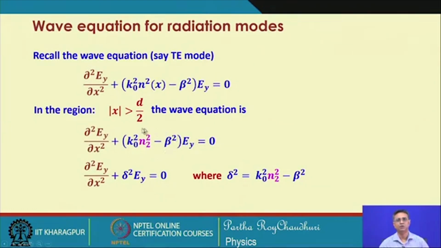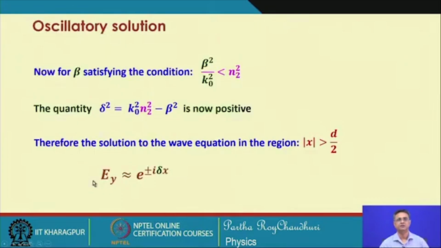Earlier we called this the mode parameter, or the transverse component of the propagation vector. Here we write it as delta, so that delta squared is equal to k 0 squared n 2 squared minus beta squared. This equation is also well known in physics, and we can write the solution as E y equal to e to the power of plus minus i delta x.